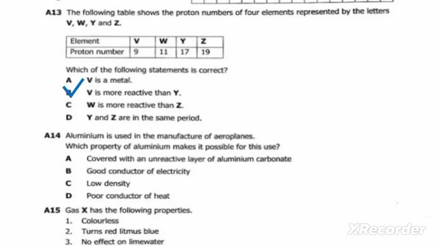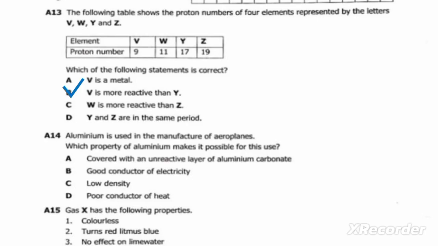We shift to the next question, which is question A14. The question reads, aluminium is used in the manufacture of aeroplanes. Which property of aluminium makes it possible for this use? A. Covered with an unreactive layer of aluminium carbonate. B. Good conductor of electricity. C. Low density. D. Poor conductor of heat.